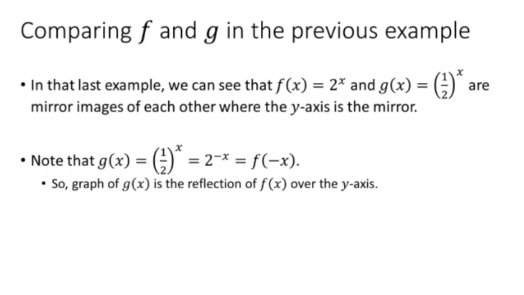It's not a coincidence that the graph of f of x and g of x from the last example were mirror images of each other. Thanks to our exponent properties, 1/2 to the x is equal to 2 to the negative x. Since f of x is 2 to the x, then we have that g of x is equal to f of negative x. So if we think back to the transformations from Unit 3, the f of negative x tells us that the graph of g of x is a reflection of f of x over the y-axis.